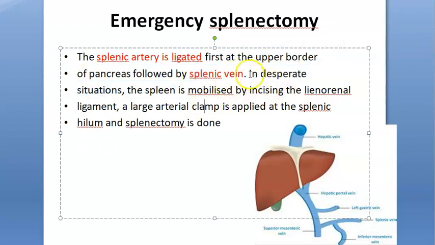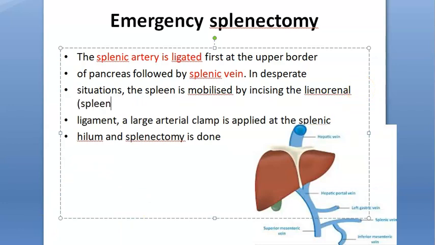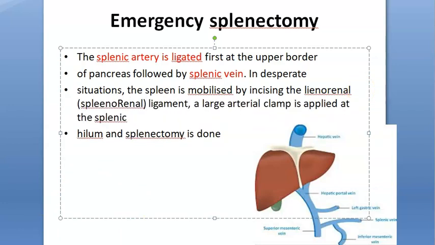And in desperate situations, the spleen is mobilized by incising the iliorenal ligament. Something is wrong with the spelling, isn't it? This is the correct spelling only. What they are saying is this iliorenal is nothing but splenorenal. So they will incise the splenorenal ligament and they'll clamp the artery. A large arterial clamp is applied at the splenic hilum, and the splenectomy is done.